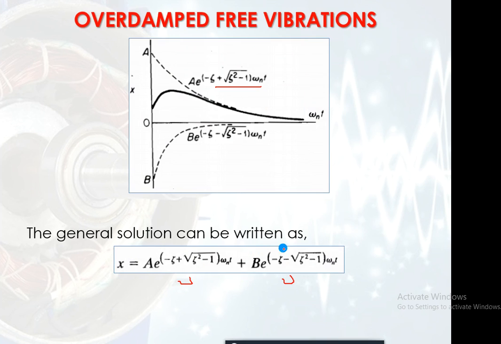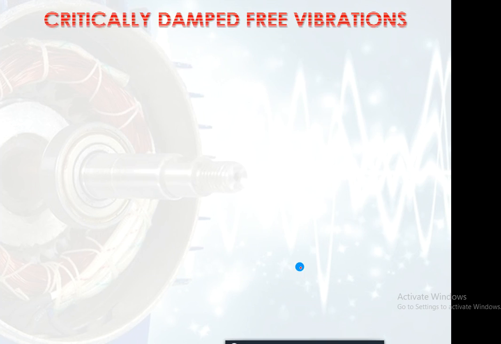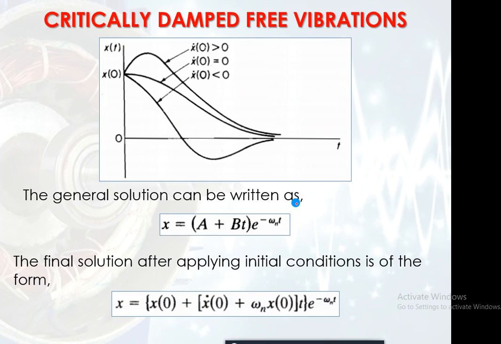So this is the expression for the overdamped vibration case, and this is the expression for the critically damped vibration case, where A and B are arbitrary constants, and e to the power minus omega n t is the common term.